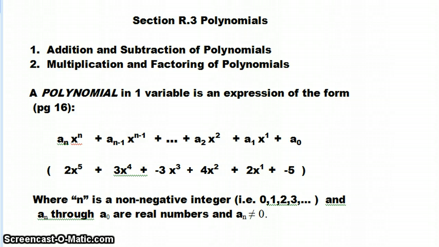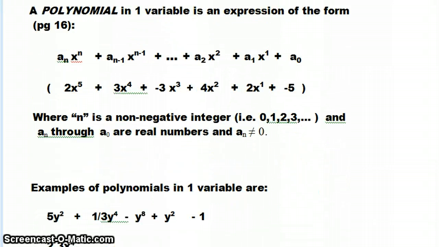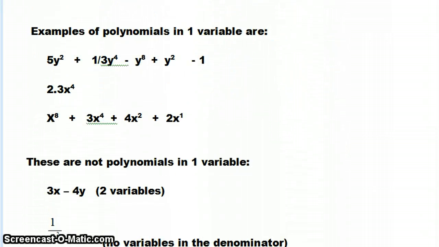In one variable, the exponents of each one of these variables is going to be a non-negative integer: the numbers 0, 1, 2, 3, etc. There would be a number in front of those letters, which could be any real number. So there's an example of one, 2x to the 5th plus 3x to the 4th, etc. What's probably more descriptive of it is to give examples of it. So here are some more examples of polynomials in one variable or one letter.